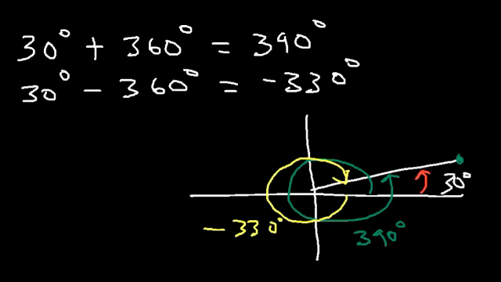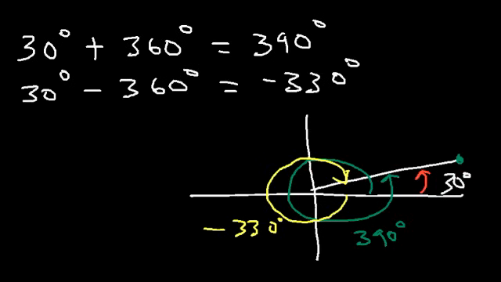Coterminal angles are angles that exist at the same location. So sine 30, for example, is 1/2. Sine 390, because that's a coterminal angle of 30, is also 1/2. Sine negative 330 is also 1/2.